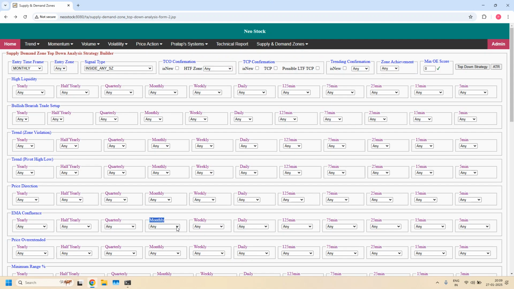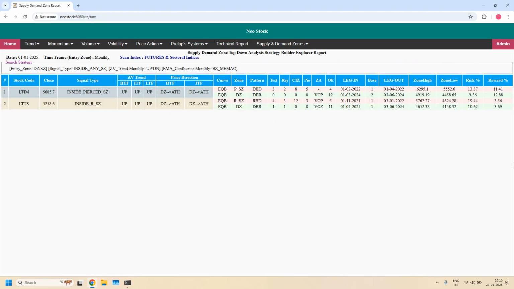At monthly time frame, I am setting the filter. Monthly supply zone having monthly EMA Confluence. Trend on the monthly time frame either up or down. We got 2 stocks. But both these monthly supply zones are pierced monthly supply zones. Maybe you can use pierced zone strategy concepts in these stocks. Okay, this is about monthly time frame.